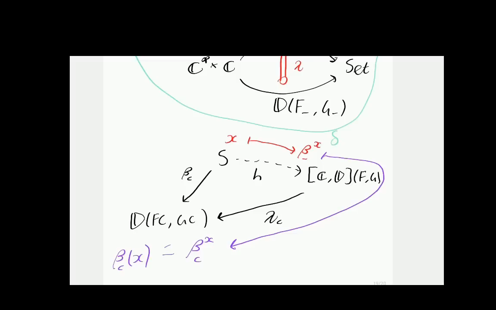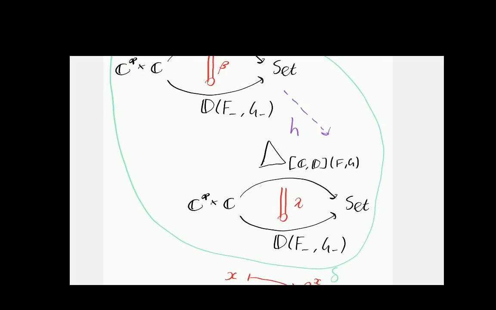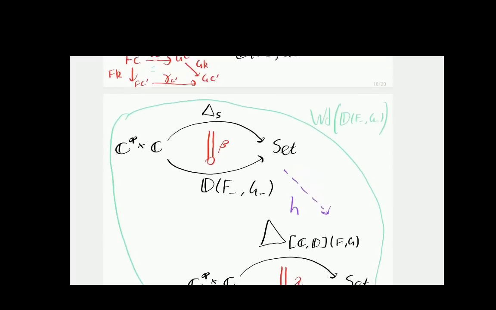Well then if delta is different from beta of blank comma X, then there's going to exist some C for which delta C does not equal beta C X. And that would mean that for that C, this triangle wouldn't commute and it wouldn't work. So clearly this H defined like this is the only one that would work. So that just proves that this is a terminal object in our category of wedges, and we're done.